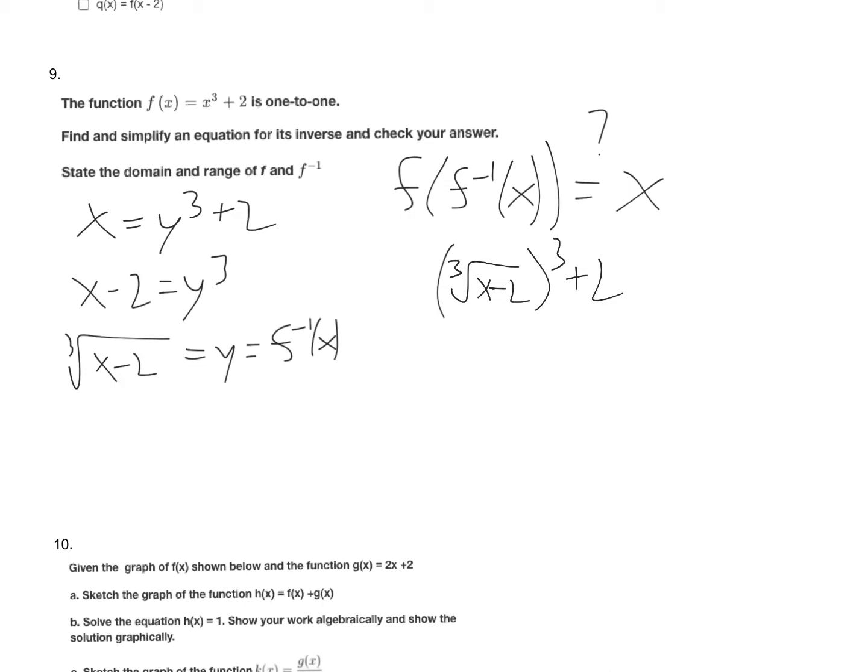First of all, the cubed and the cube root are going to cancel out. And then the minus 2 and the plus 2 cancel out. And we just get x. So we're happy. Now, for the domain and the range, I always like to make myself a little table just to help remember a nice pattern. Domain is usually easier to deal with.